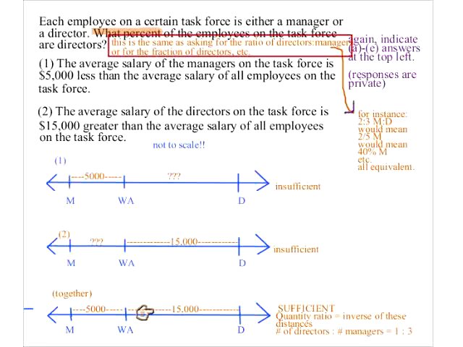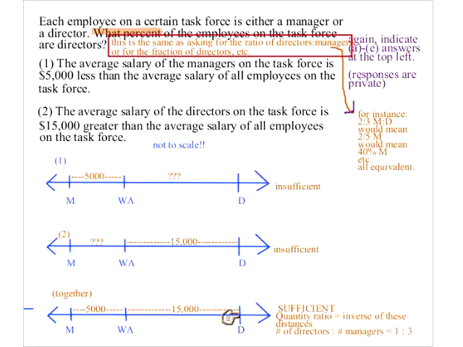I think you're handicapped by just thinking about formulas and not trying to think intuitively about this. If you think intuitively about this situation, you've got this situation going on here. Yes, you can pay them whatever you want independently of how many there are, but the fact that the weighted average is precisely this close to managers versus directors is why you've got to have a certain number of people.